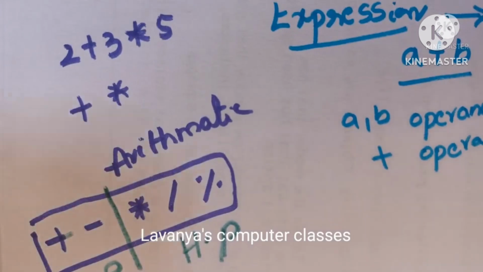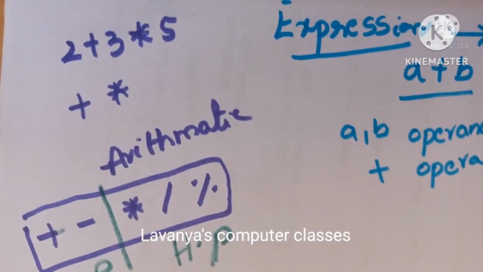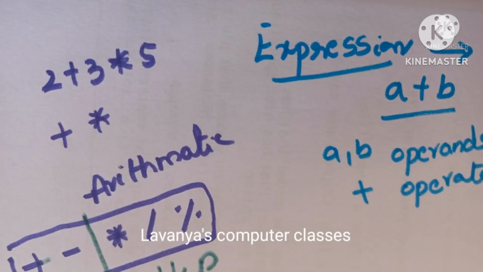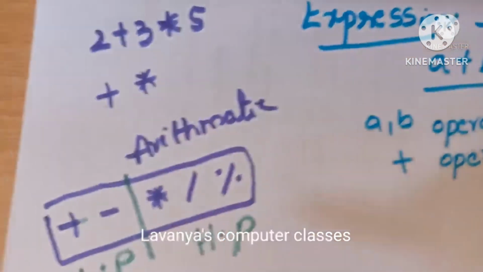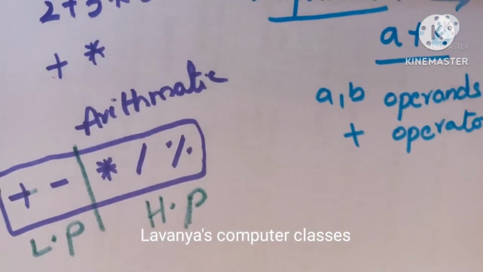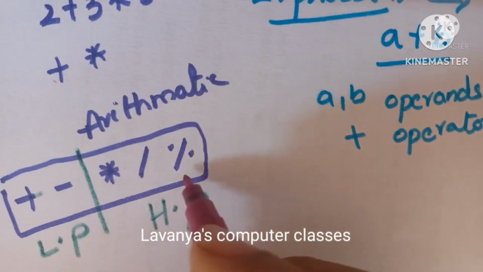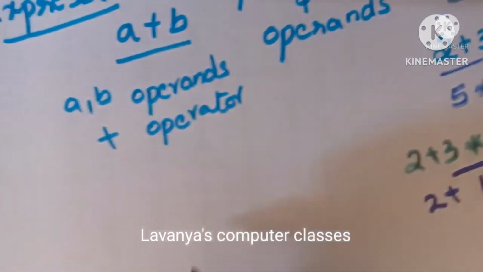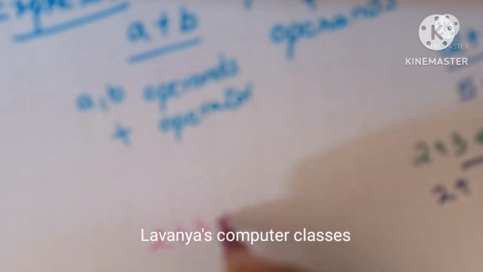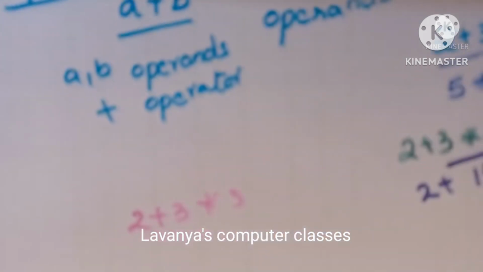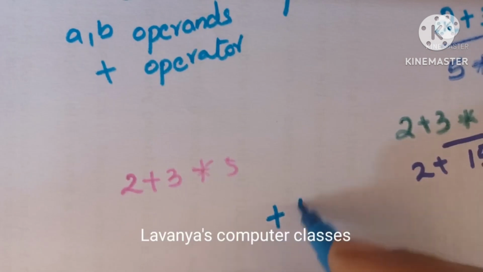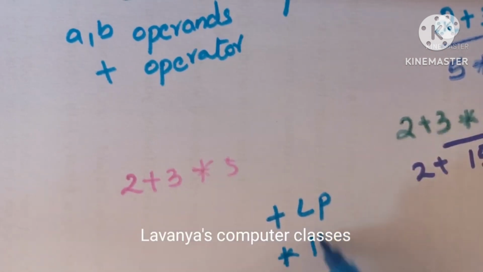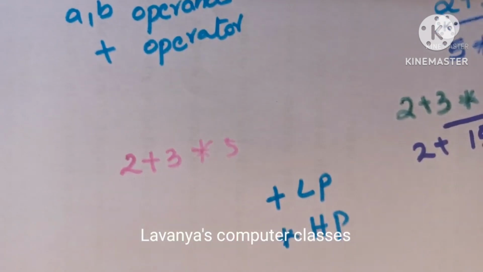So in this example, 2 plus 3 into 5, what are the operators? Plus and into. Both are different levels of operators. According to arithmetic operators, we have 5 operators: plus and minus are low priority, the remaining are high priority. So in this example, 2 plus 3 into 5, the operators are plus and into. Into is high priority, plus is low priority.